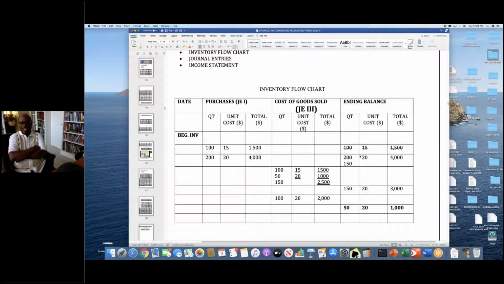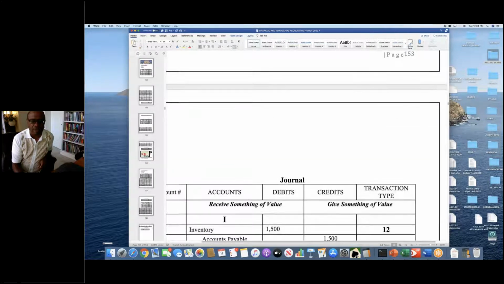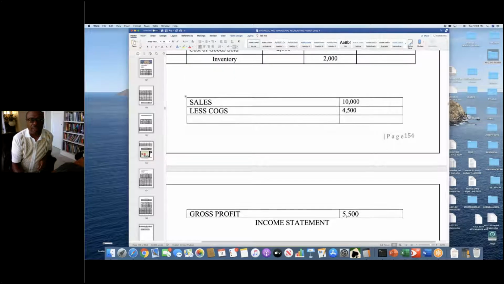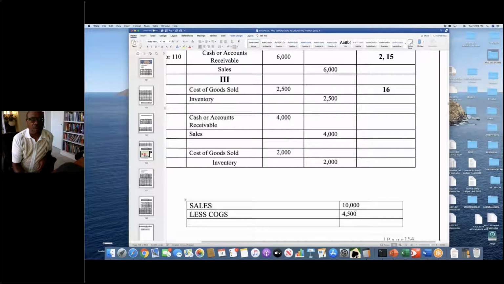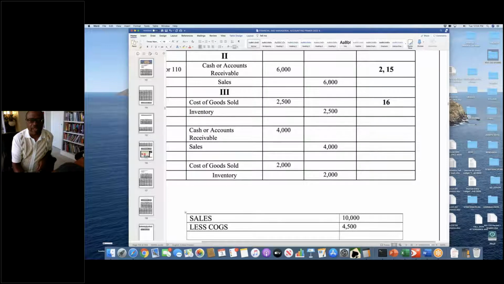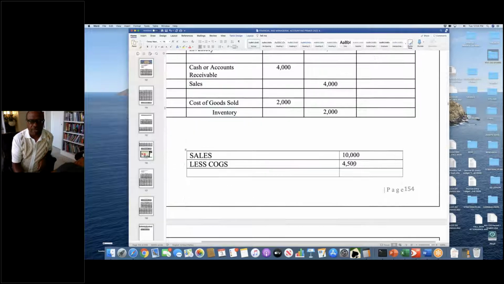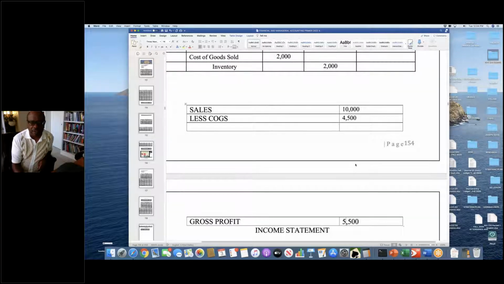Professor, can you tell me how you came up with the gross profit, please? The new one. For the gross profit, we simply add up both sales, which was 6 and 4, and we had 10,000. We add both costs, 2,500 and 2,000, 4,500. The difference is the gross profit. Okay, gotcha.